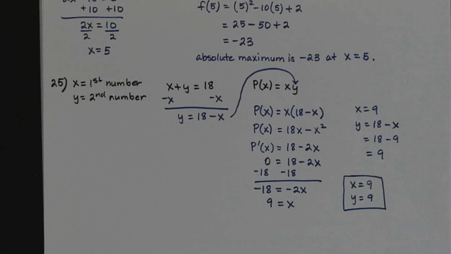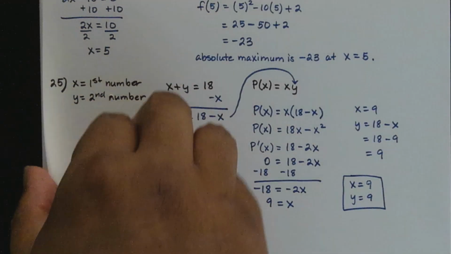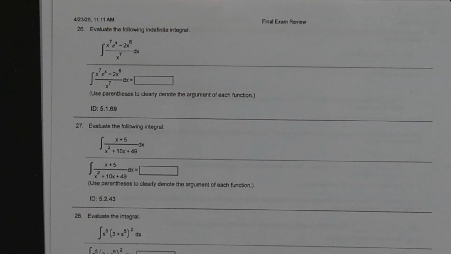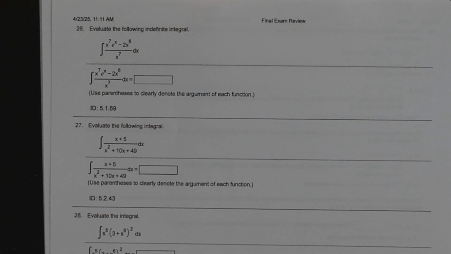All right, now problems number 26 through 30 deal with integrals. So that's all of chapter 5 there. Okay, so let me do this. In number 26, we're going to do the integral of x to the 7th e to the x minus 2 x to the 6th, all divided by x to the 7th dx.